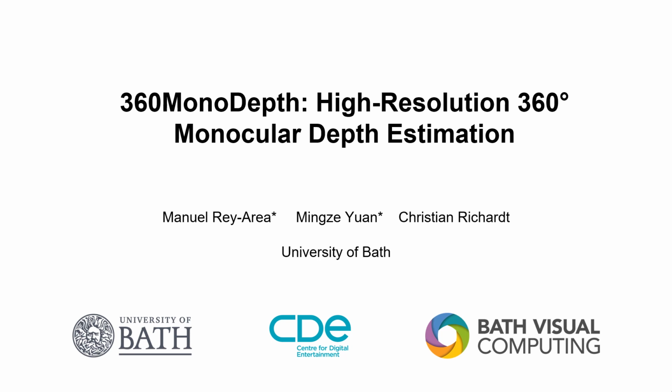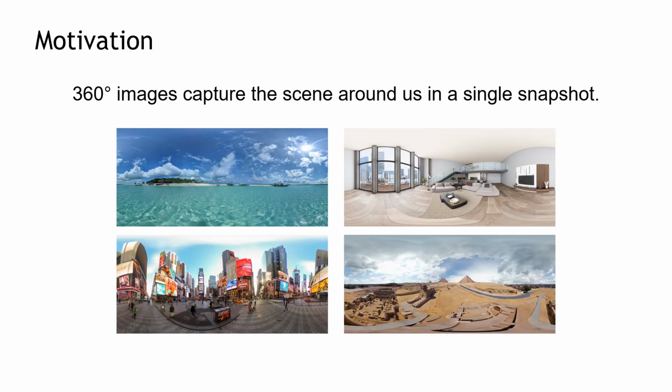We present 360MonoDepth, the first technique for high-resolution 360 monocular depth estimation. 360 images capture the scene around us in a single snapshot. These kinds of images are beginning to make their way as a standard in many computer vision fields like VR, robotics, surveillance. Therefore, it is necessary to adapt computer vision methods previously designed for perspective images to 360 imagery.